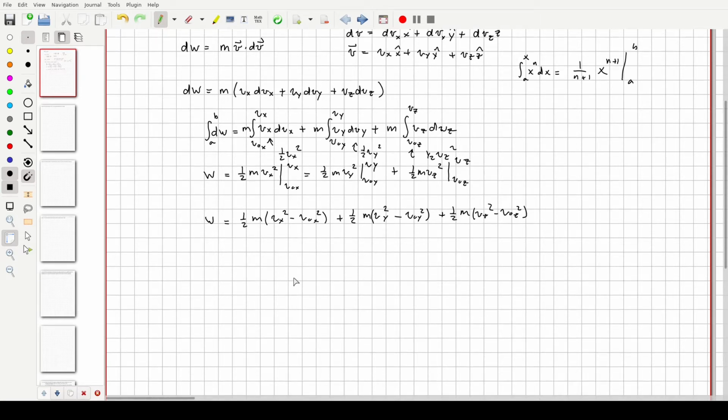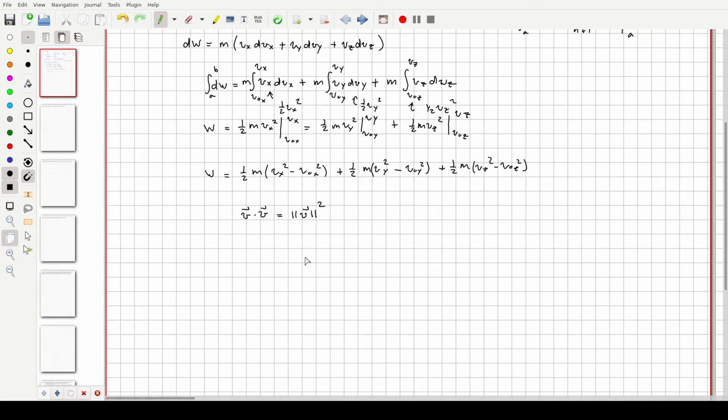Now, check this out. What if I looked at v dot v? If I did this, it's the same thing as asking what is the magnitude of v squared. Now let me remind you about the Pythagorean theorem. Remember, opposite, adjacent, hypotenuse. This right here we'll call C. This we'll call A. We'll call B. And we know that C squared is equal to A squared plus B squared.